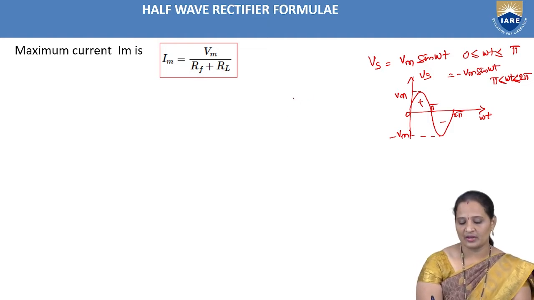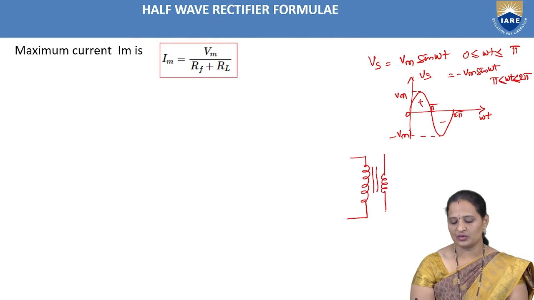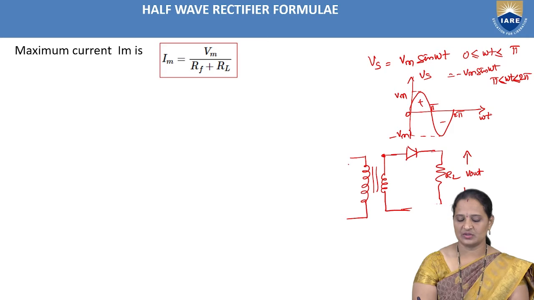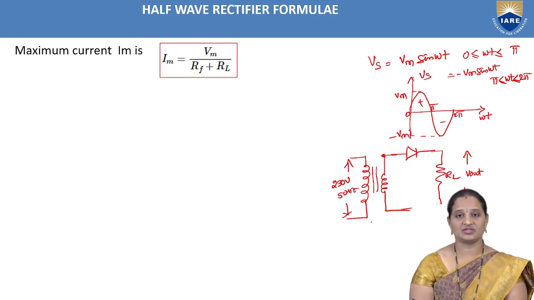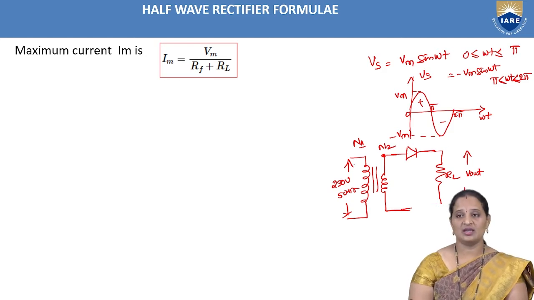We all know that the half-wave rectifier circuitry is this one. It has a step-down transformer, and to the secondary winding of the step-down transformer a diode is connected, and to the diode we have a load resistor across which we collect the output voltage. The primary is given a 230 volts, 50 hertz AC supply, and this is a step-down transformer, where the number of turns in the primary is N1 and in the secondary is N2. So this is the half-wave rectifier.